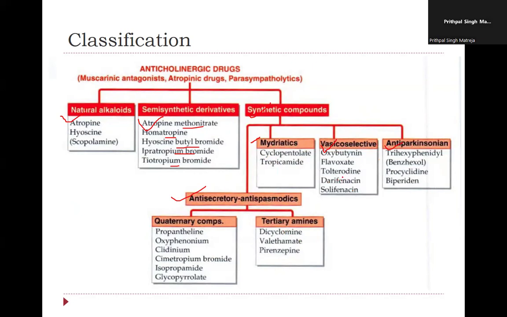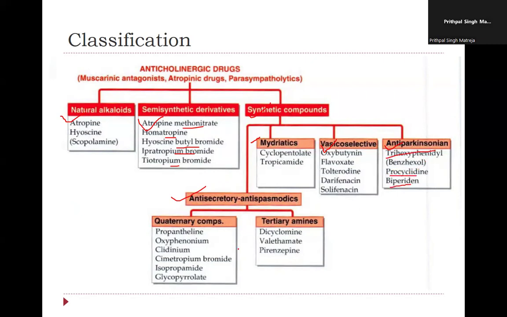Then coming to the vesicoselective drugs, which have a more specific action on the urinary bladder, we have oxybutynin, flavoxate, tolterodine, darifenacin, and solifenacin. Coming to the next category of drugs, the anti-Parkinsonian drugs, we have trihexyphenidyl, procyclidine, and biperiden.